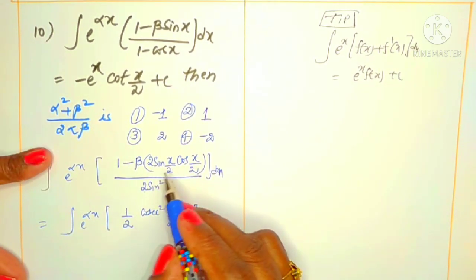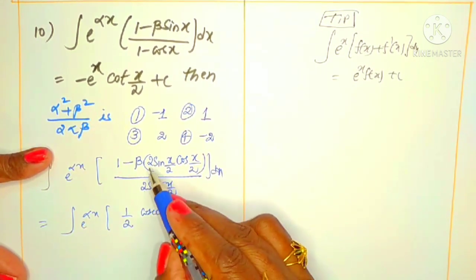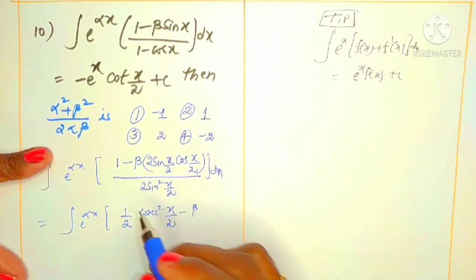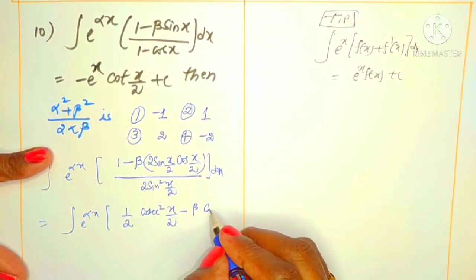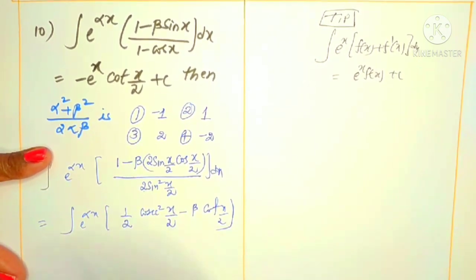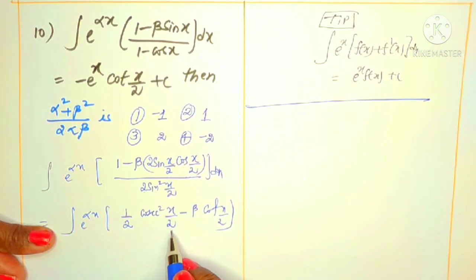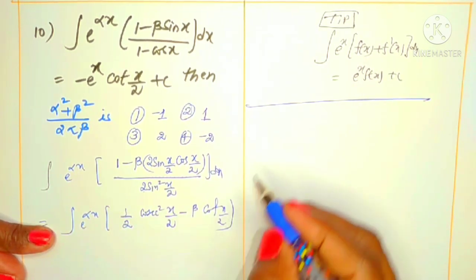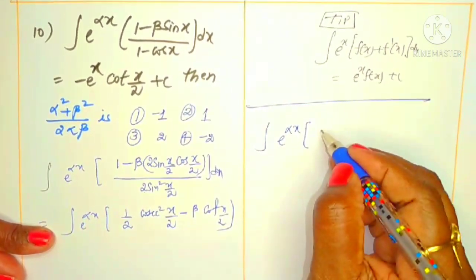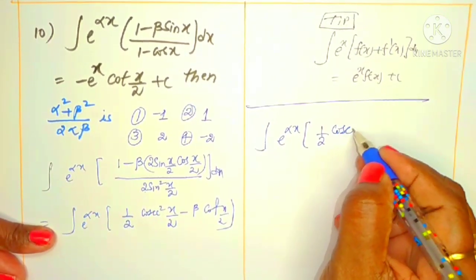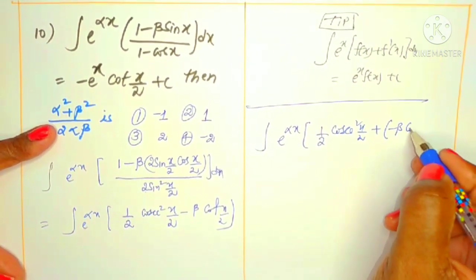Here, by the separation of the second term, 2 sin x by 2 cos x by 2 by 2 sin square x by 2. Here 2 cancels, and one sin x by 2 cancels. What is left over? Cos by sin. Cot x by 2 is left over, right? This is e power alpha x of 1 by 2 cosecant square of x by 2 minus beta cot x by 2. This one, shall I write again? e power alpha x of half of cosecant square x by 2 minus beta of cot x by 2.